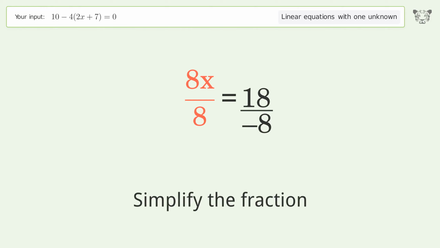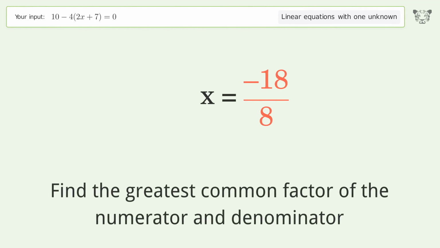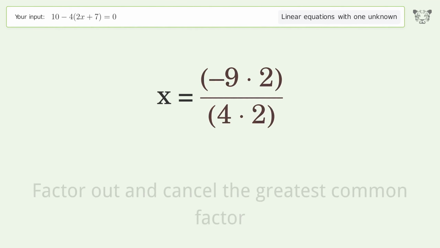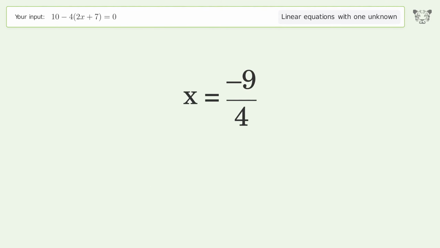Simplify the fraction. Move the negative sign from the denominator to the numerator. Find the greatest common factor of the numerator and denominator. Factor out and cancel the greatest common factor. And so the final result is x equals -9/4.